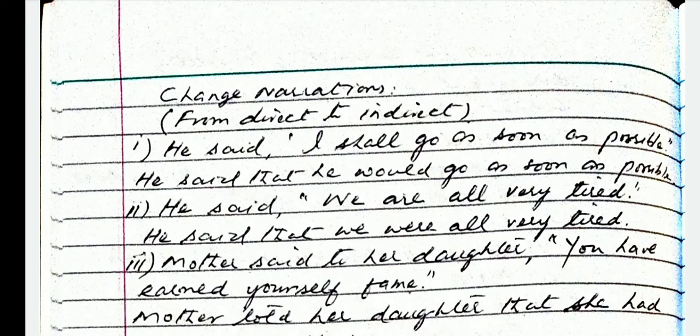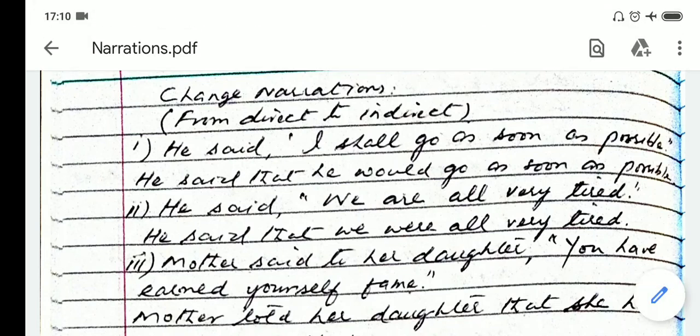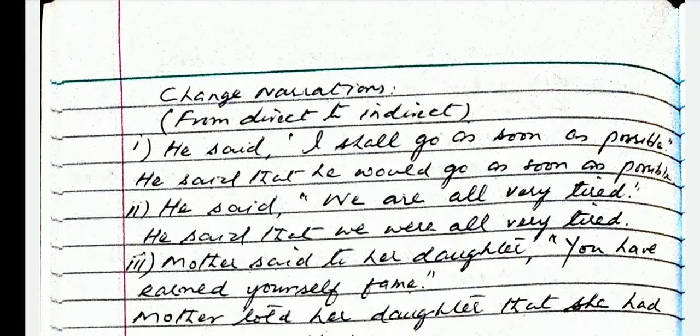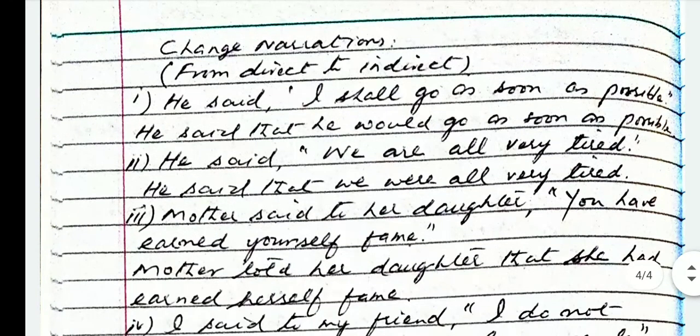We will not change go into went, because with would we use the first form of the verb. With would, could, did and might we use the first form of the verb. After to we use the first form of the verb. Keep these things in mind and make notes of these too.